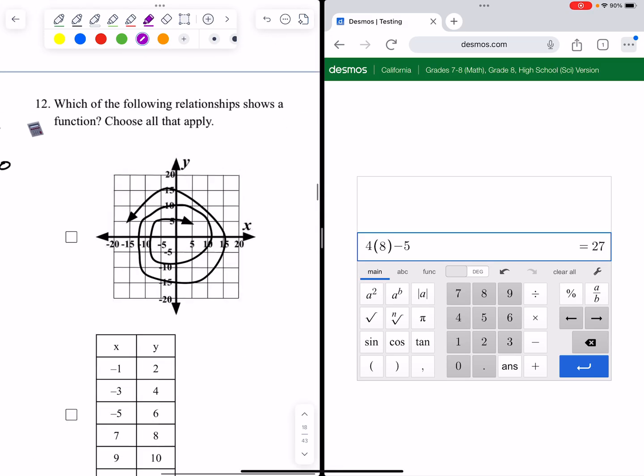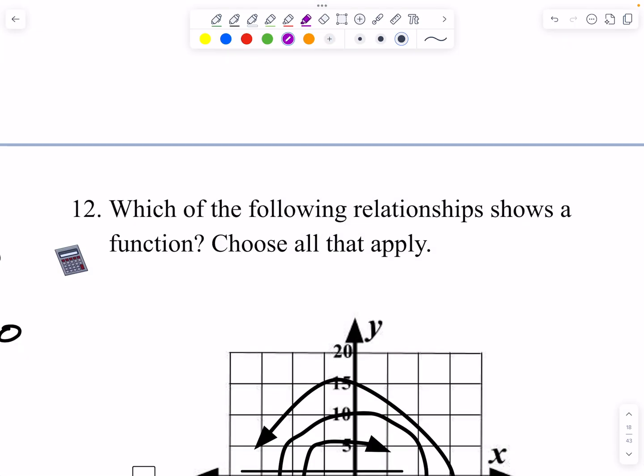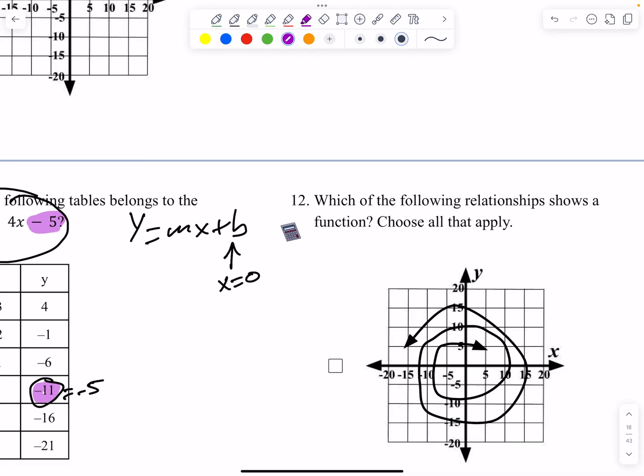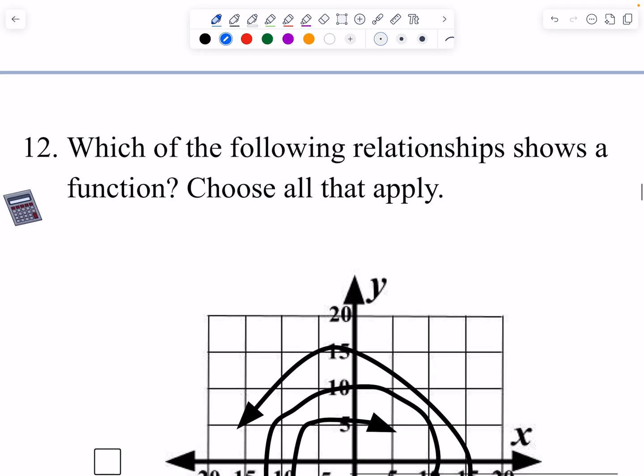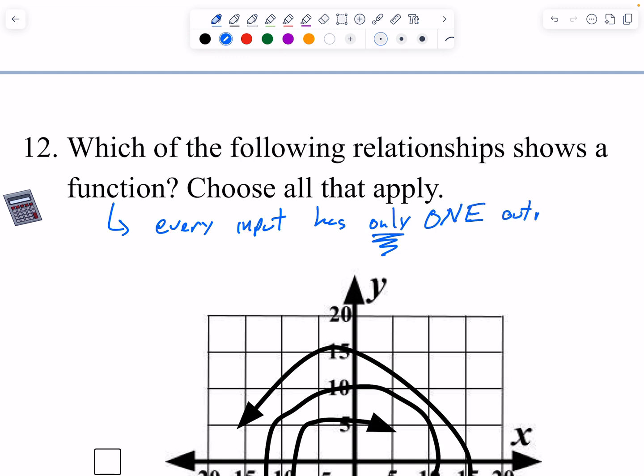Okay. Next one. A couple sections, okay, in algebra. So which of the following relationships shows a function? And let me rephrase this to you. This is a difficult one for a lot of us. A function, what does it mean? Every input has only one output. Okay?